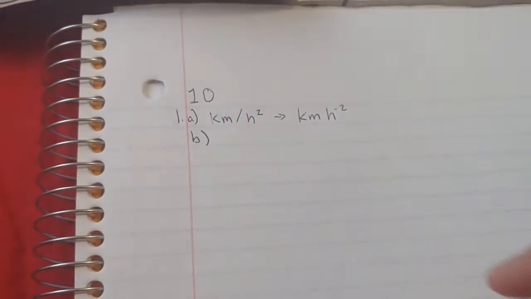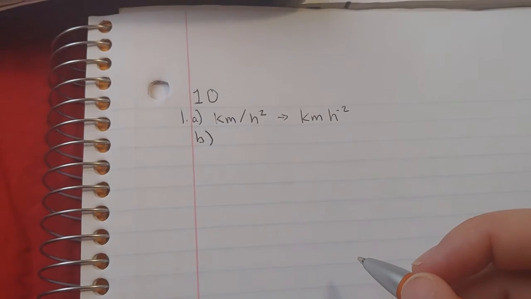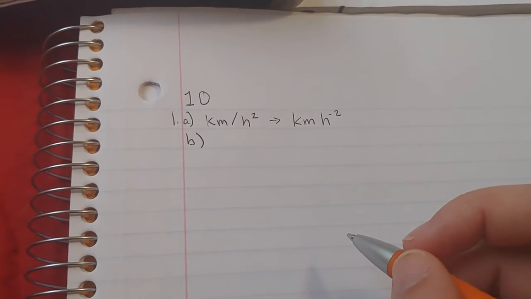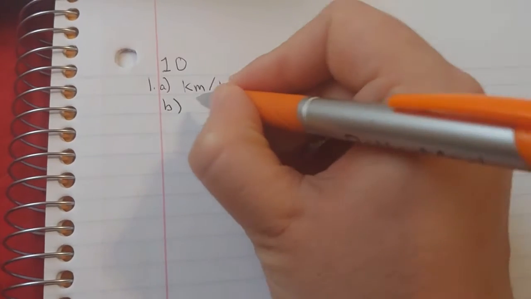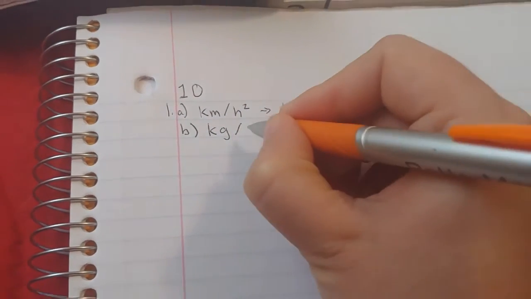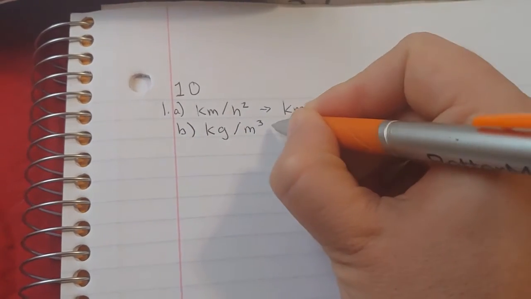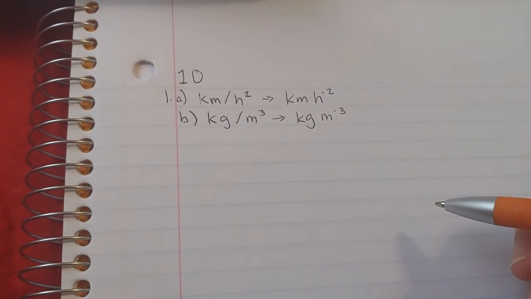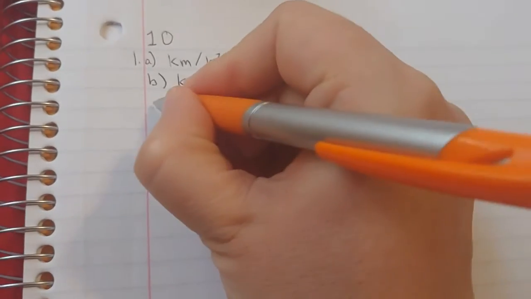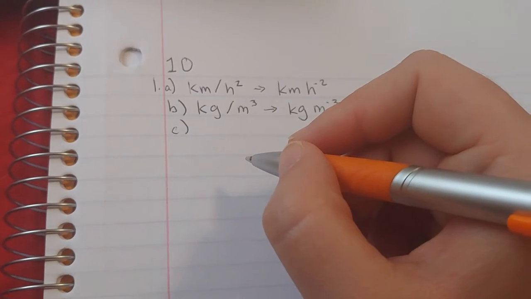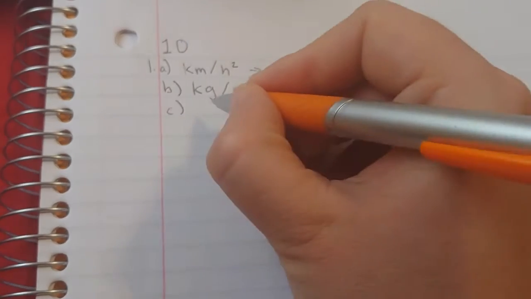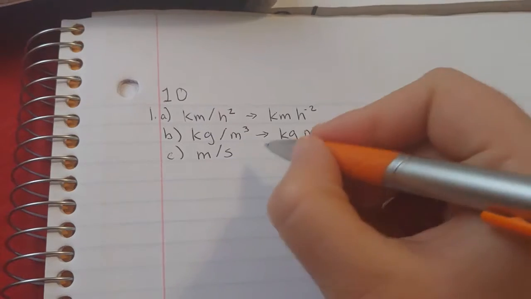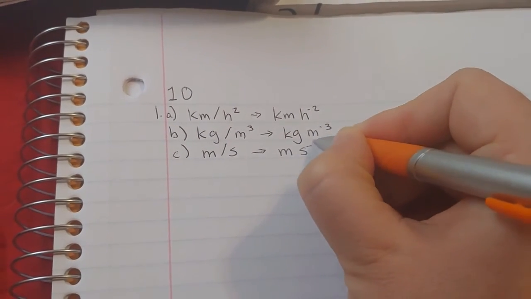Part B says the density of an object with a mass of 23 kilograms and a volume of 1.5 meters cubed. Well, I know that density is mass over volume, and my mass is being measured in kilograms, and my volume is being measured in meters cubed. So, kilograms per meters cubed, written using exponential notation. All right, last but not least, part C says the average speed of an object that travels 500 meters in 70 seconds. So I am doing meters per second.